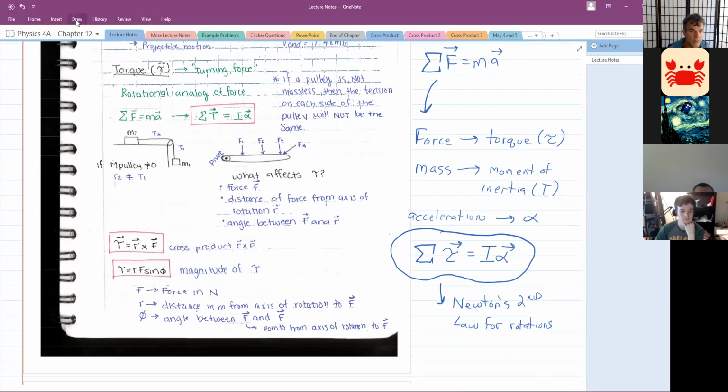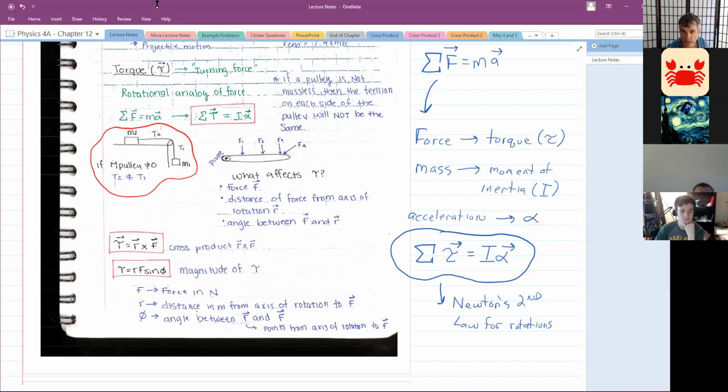Let me change this color. A couple things about it. I'm not going to touch on this today, but it's going to be a lot of what I cover tomorrow. We've looked at this system several times in different ways, where I've got two objects connected by a massless, stretchless rope passing over a massless, frictionless pulley. If the pulley was massless, then the tension on either side of the rope was the same. Well, if the pulley's not massless, I cannot make that assumption anymore. And in fact, it's 100% not true.